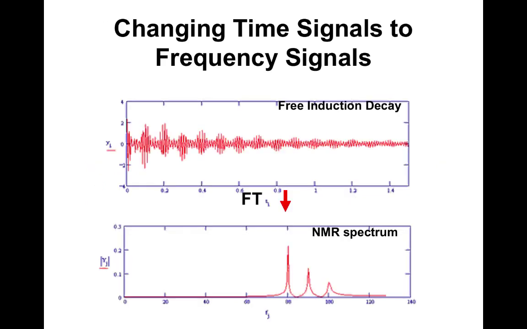We use a technique called Fourier transform to convert the free induction decay, which is a time-dependent decay, into a frequency or NMR spectrum. So what we can't see, which is essentially a whole bunch of oscillations, is now converted to something with 3 visible peaks.